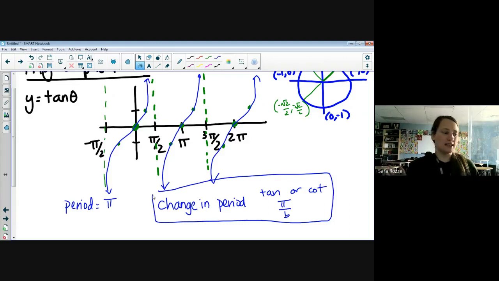That's a main mistake that I see on this test. People forget that with those two specific trig functions, you're not using 2 pi, you're just using a single pi.